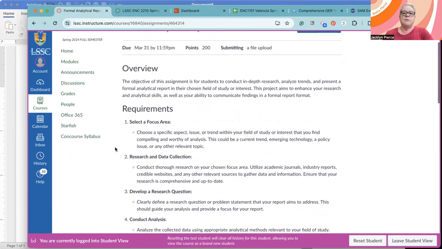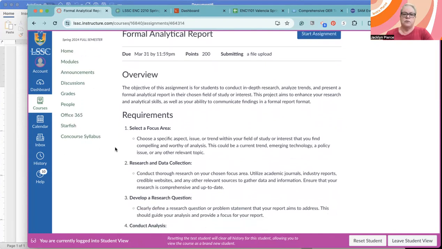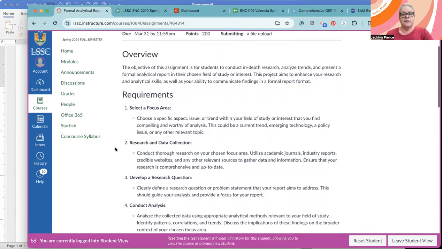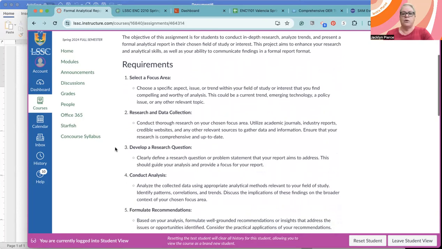So the objective of the formal analytical report, the big assignment, is for students, you, to conduct in-depth research, analyze trends, and present a formal analytical report in their chosen field of study or interest. This project aims to enhance your research and analytical skills, as well as your ability to communicate findings in a formal report format. So we are practicing skills that are transferable into other study.